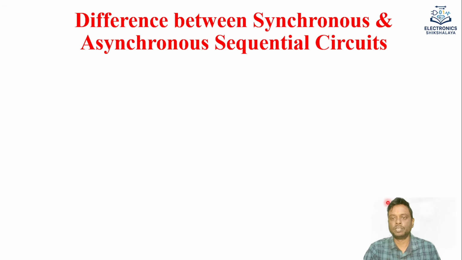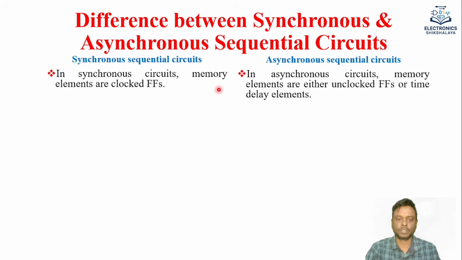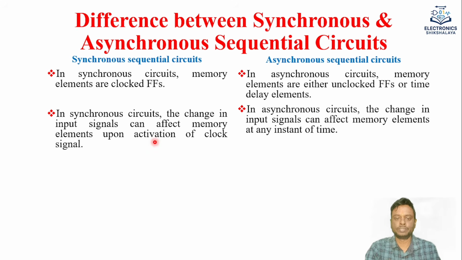Sequential circuits are of two types: one is the synchronous sequential circuit, another is the asynchronous sequential circuit. So let us differentiate between them. In a synchronous sequential circuit, the memory elements are clocked flip-flops, whereas in asynchronous circuits, the memory elements are either unclocked flip-flops or time delay elements. In a synchronous circuit, a change in input signal can affect the memory element upon the activation of a clock pulse. In an asynchronous circuit, the change in input can affect the memory elements at any instant of time.